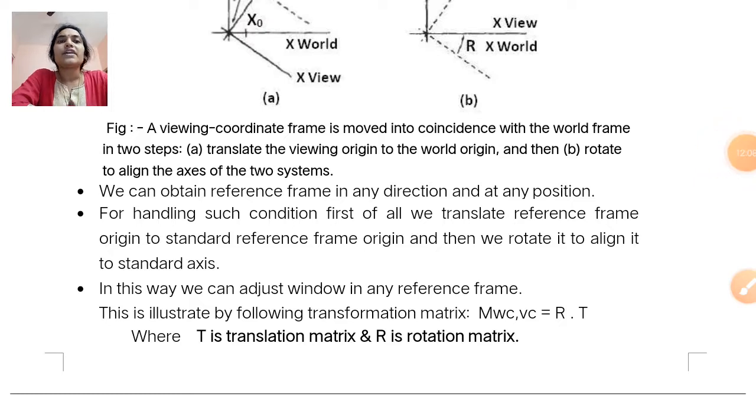That means M world coordinate to viewing coordinate equals R dot T. R is your rotation matrix and T is your translation matrix. In this way you can find out the transformation matrix.